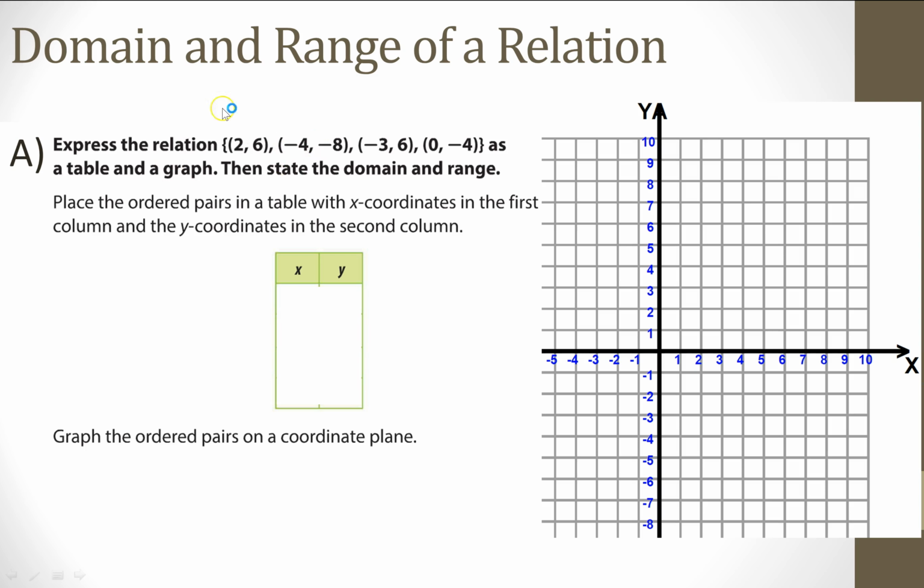Okay, so we have a relation here. 2 comma 6 is 1 point. Negative 4 comma negative 8 is another point. And negative 3 comma 6 is another one. And 0 comma negative 4 is the last one. And what you need to do is put them in the table. And then we're going to put those coordinates onto our coordinate plane.